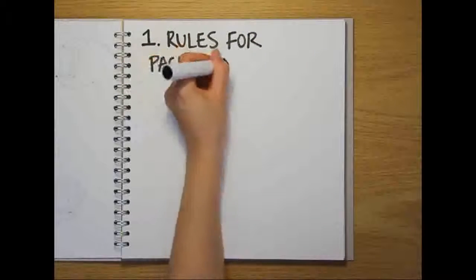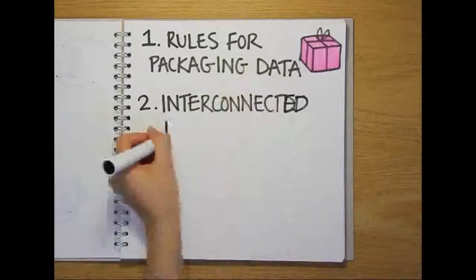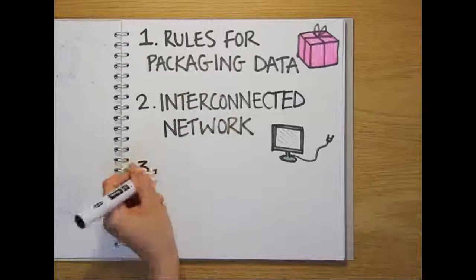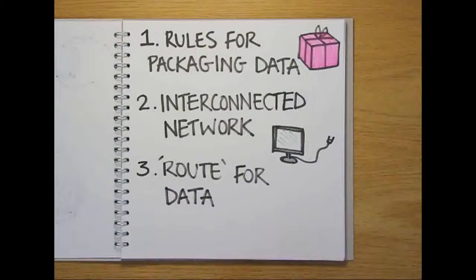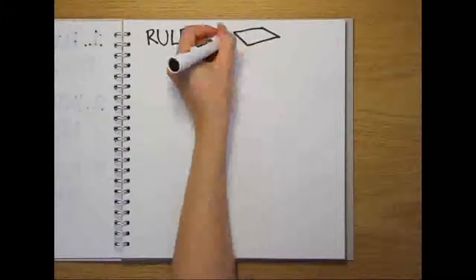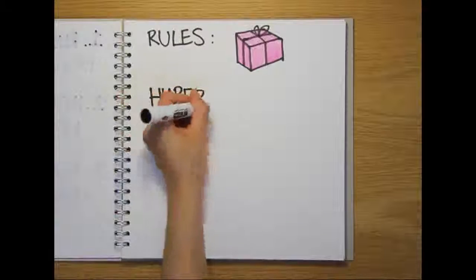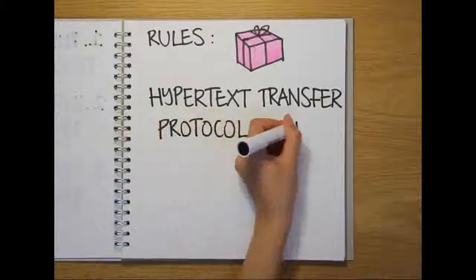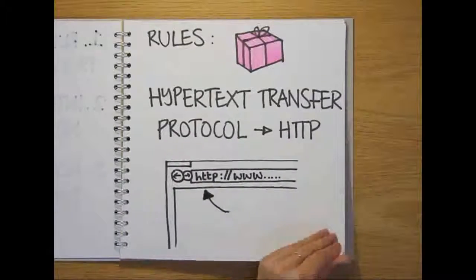To make this happen, we need three key things. 1. A set of rules dictating how the data being sent and received is packaged. 2. An interconnected network over which the data will be sent. And 3. A way to route the packaged data across the internet from the computer that's sending it to the machine that needs to receive it. The set of rules that the majority of us use for packaging and moving data around the globe using the World Wide Web is the Hypertext Transfer Protocol, or HTTP, which you usually see at the start of a web address, although there are many others.